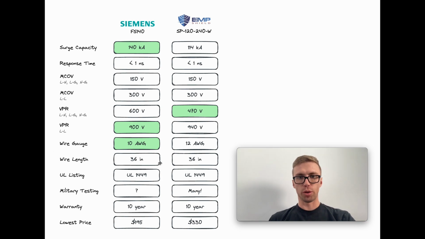Wire length, they're both around 3 feet, which should leave you plenty of length to be able to feed it in where you need into your breaker panel. They're both UL listed to the same 1449 standard.